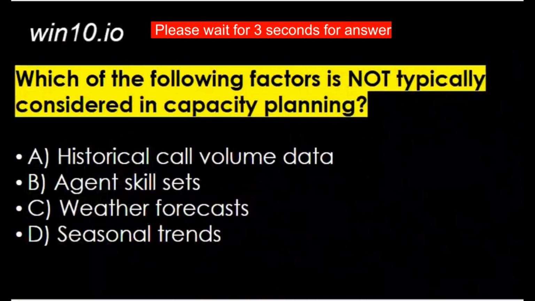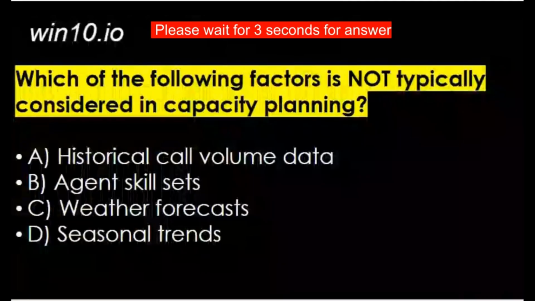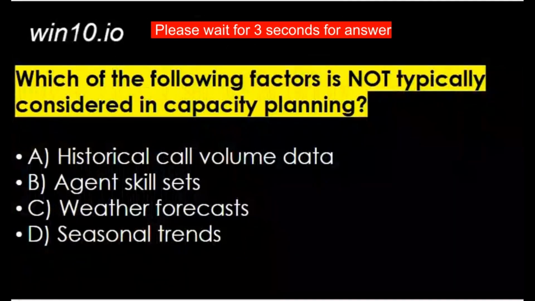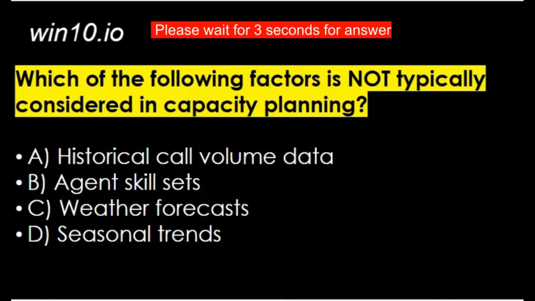which of the following factors is not typically considered in capacity planning? Option A, historical call volume data; option B, agent skill set; option C, weather forecast; option D, seasonal trends.